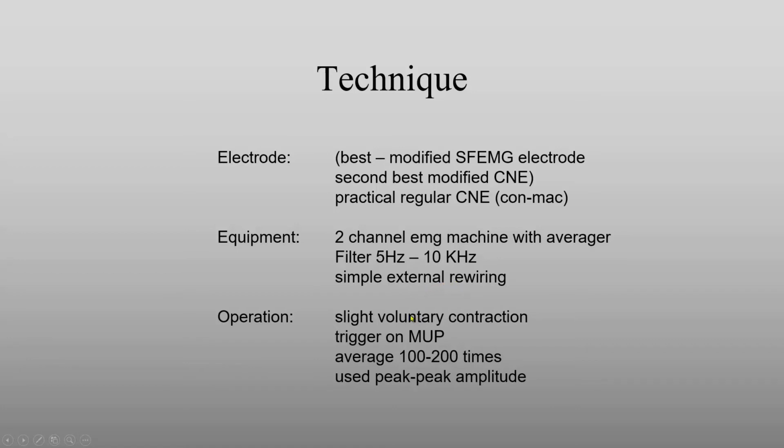Slight voluntary contraction. We trigger on the motor unit potential. We average 100 times or 200 times. You know, with a firing rate of 10 per second, it only takes 10 seconds to record a macro EMG. And we measure the peak-to-peak amplitude. All these things are technically taken care of within the machine, so you don't need to do anything extra here.